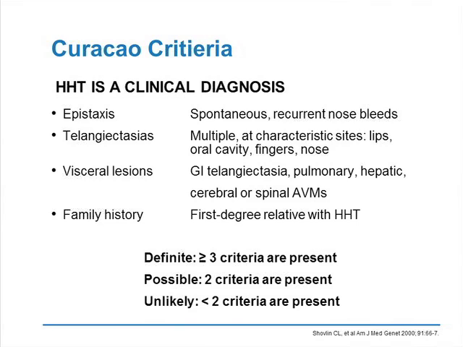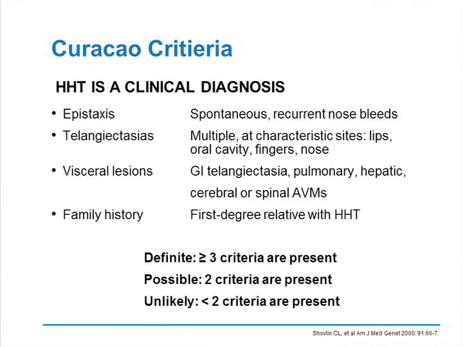And as you can see at the top of the slide, it talks about the so-called Curaçao criteria. We have 4 criteria. And as you see at the bottom, you have definite HHT if we've got 3 or more of these criteria, possible if it's 2, and unlikely if less than 2 criteria are there.